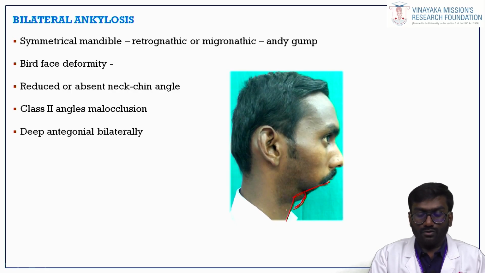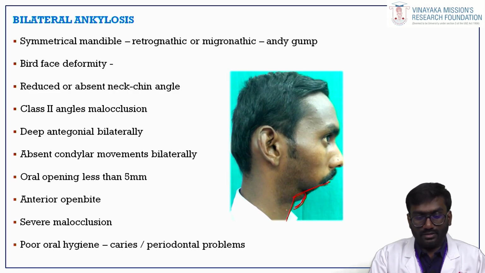So you have a class 2 malocclusion and you have a deep antegonial notch, which is present bilaterally. In unilateral cases, it is on the affected side alone, whereas in bilateral cases, it is on both sides. And you will not be able to palpate the condyle on both joints. There will be absent condylar movements bilaterally. Since the joint is fused on the right side as well as on the left side, no joint is going to contribute to the oral opening. So the mouth opening will be nearly nil, 0 mm or 5 millimeters, less than 5 millimeters.